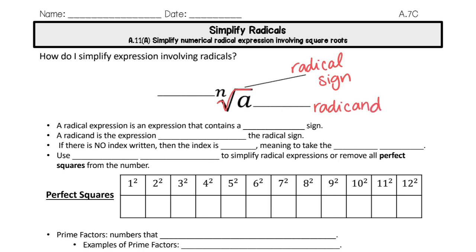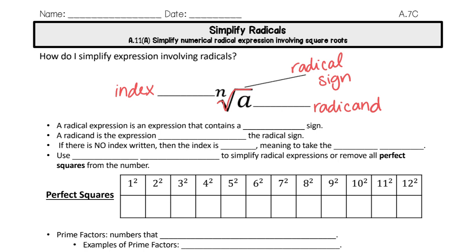So the number underneath is called the radicand. And where you see this n, that is the index. Typically the index that we will be using in Algebra 1 is a 2. That's when we have our square root, which is probably what you're most familiar with here.